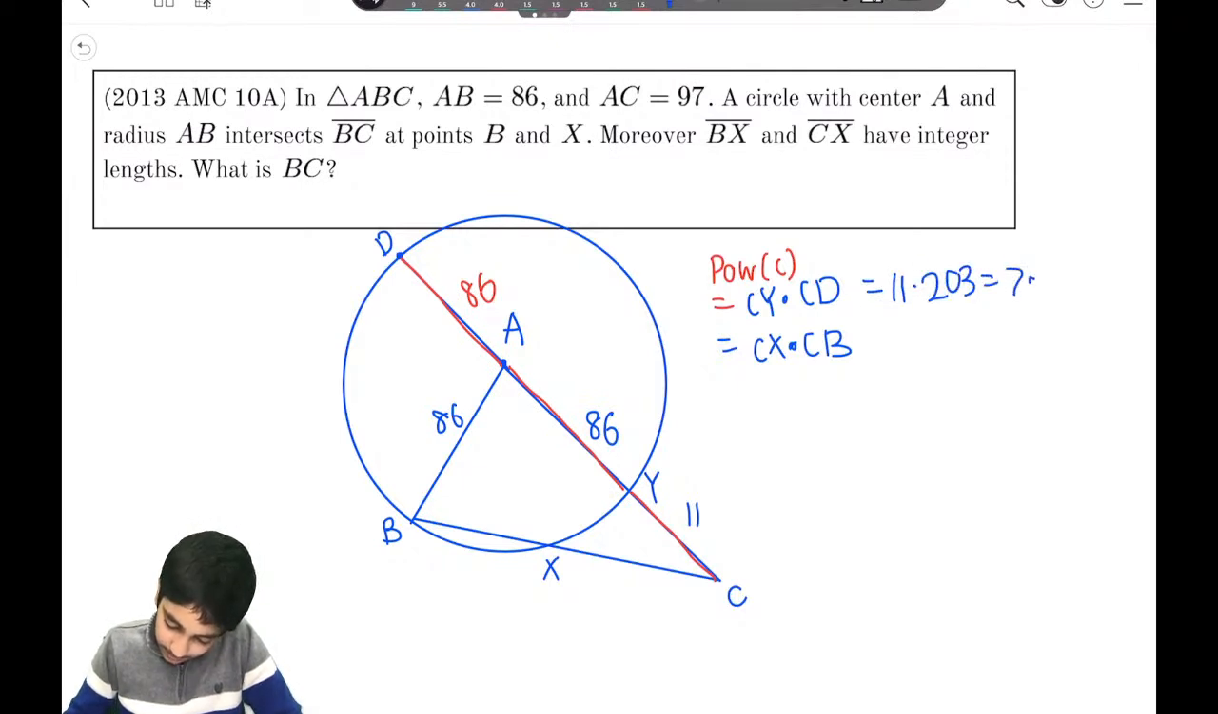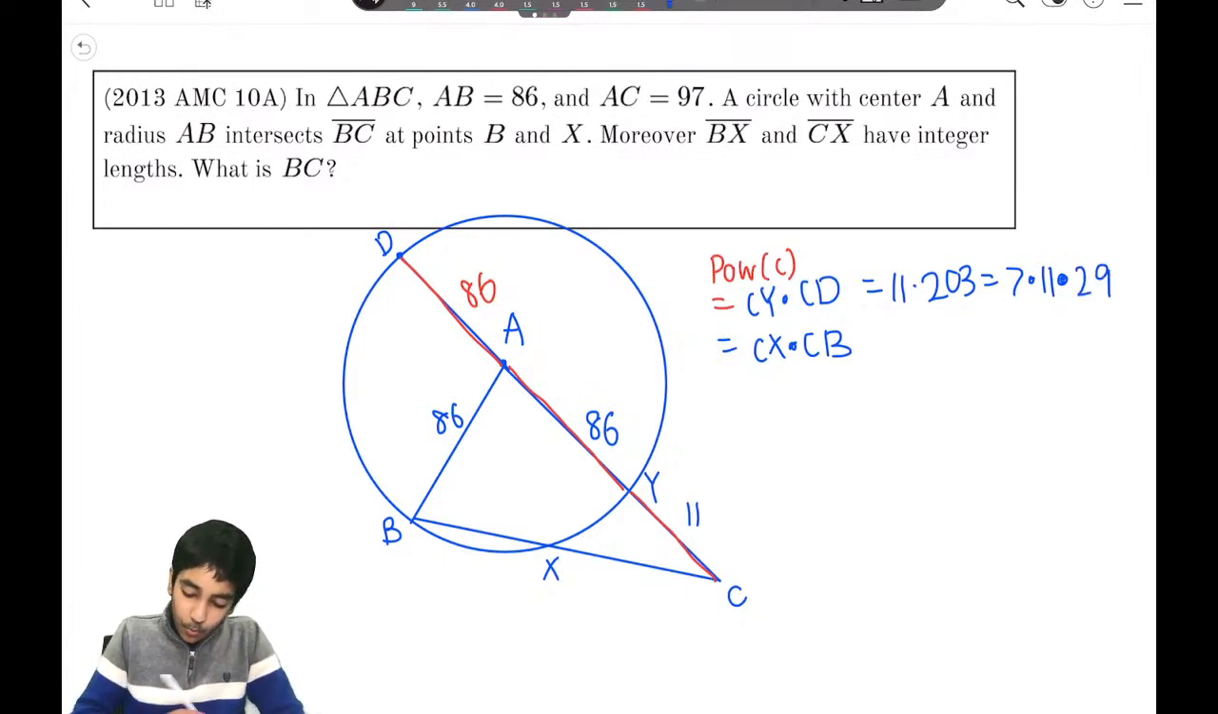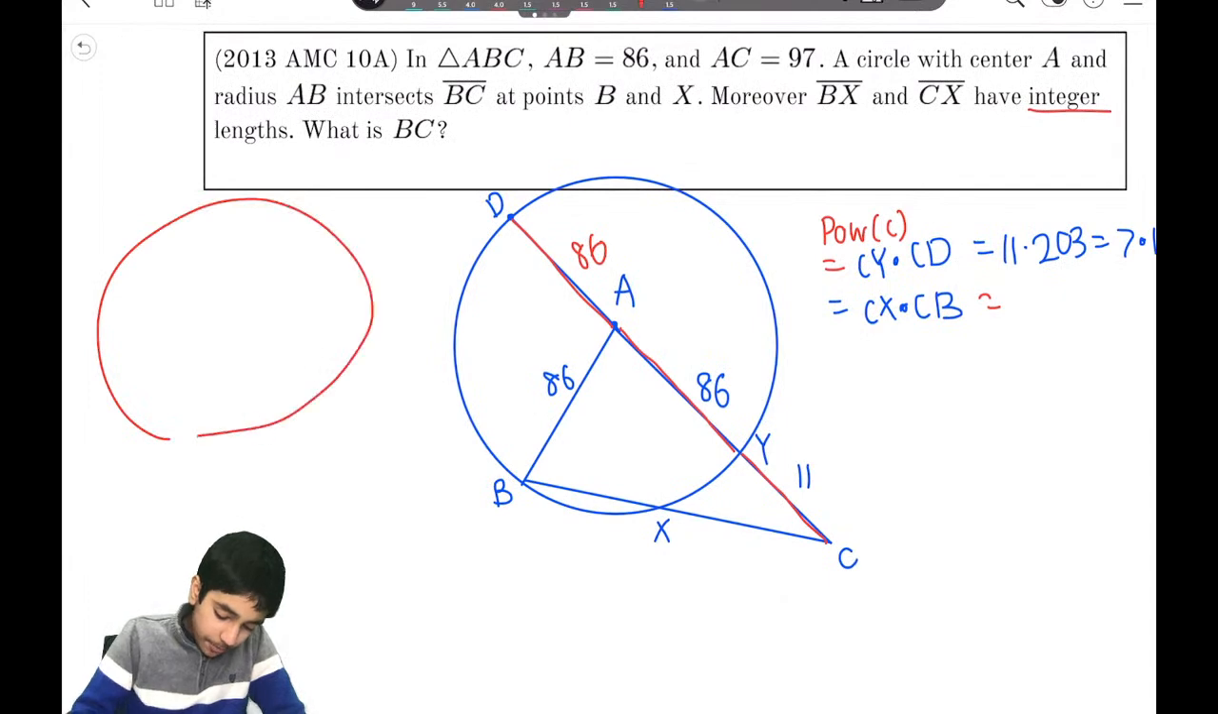Which is 7 times 11 times 29. And that's also equal to CX times CB. Well, what is CX and CB? Well, it has to be integers, right? Integer lengths. Well, notice that if you have a circle and another point, this distance will always be minimum when at this point here.